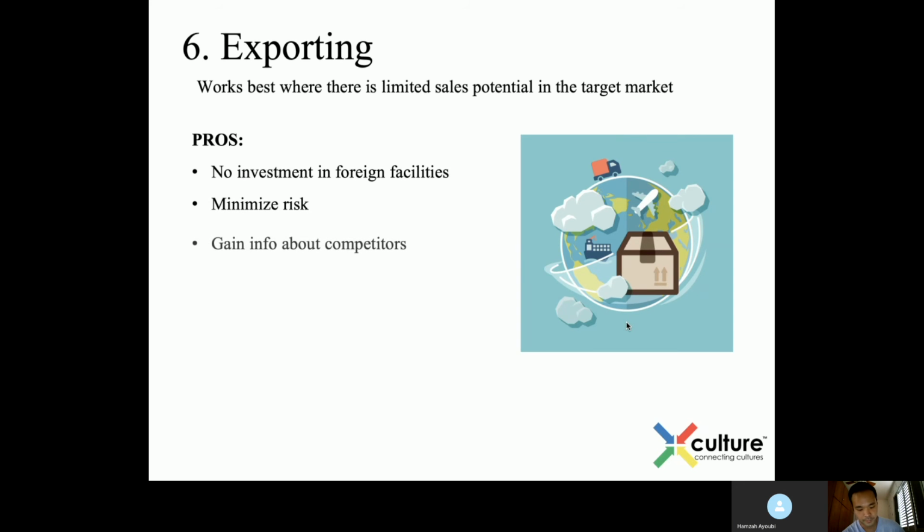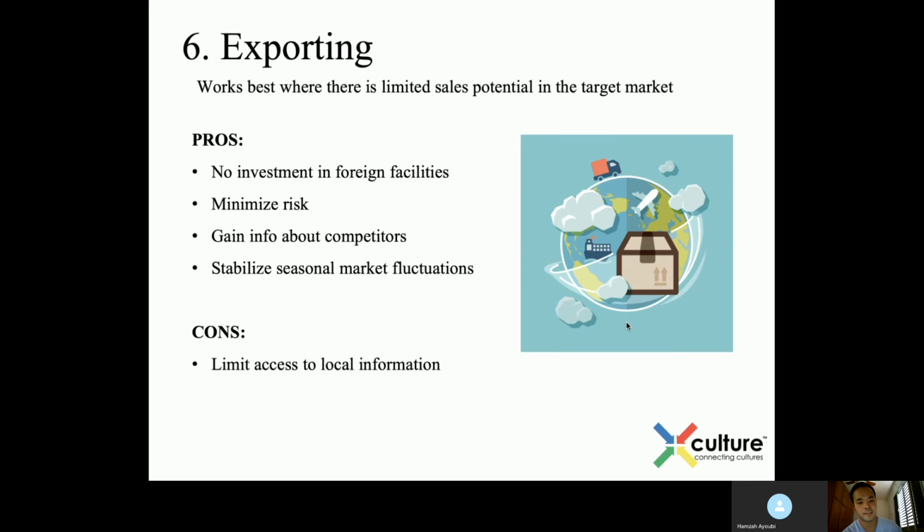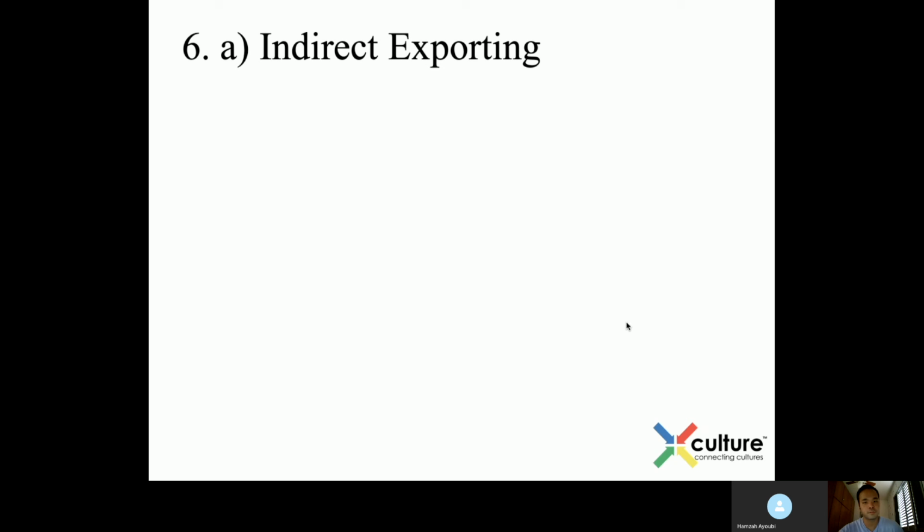The pros are: no investment is required in foreign facilities, minimized risk and investments, gaining info about competitors and markets, and stabilizing seasonal market fluctuation by selling excess production capacity. The cons are limited access to local info, difficulty coordinating logistics, government, and marketing, and overcoming trade barriers. In exporting, there are three most common types.